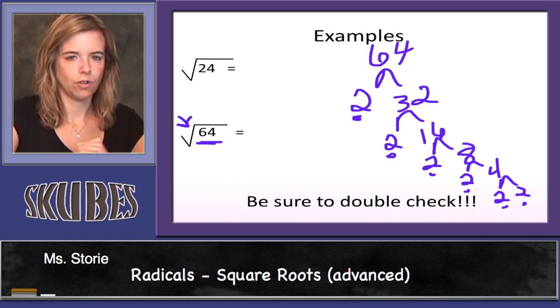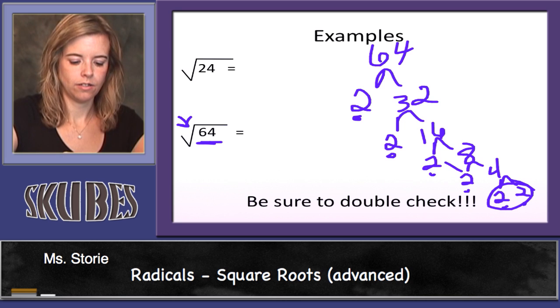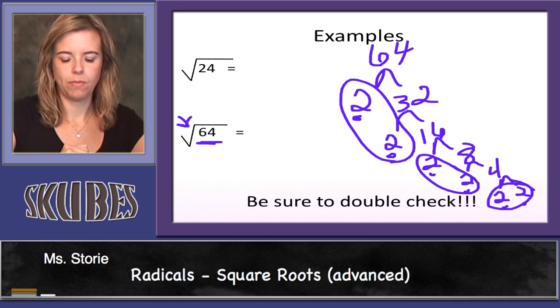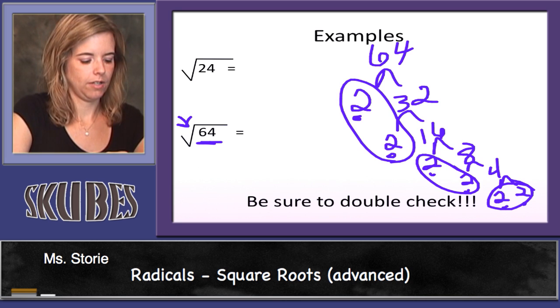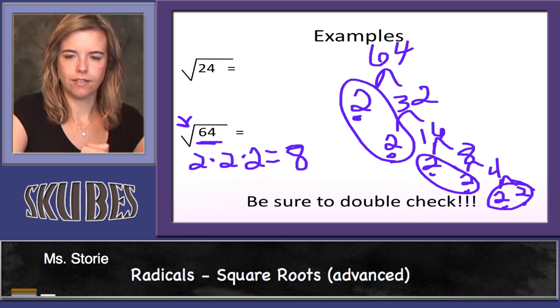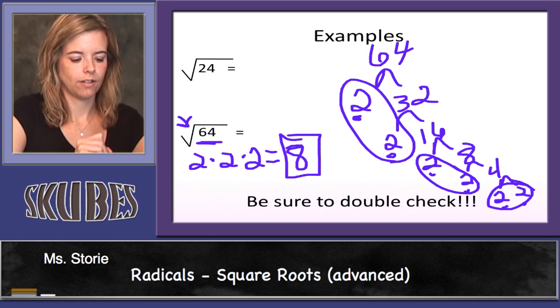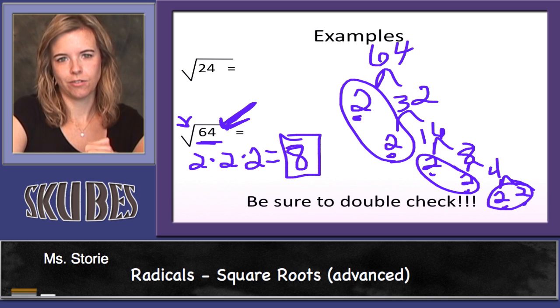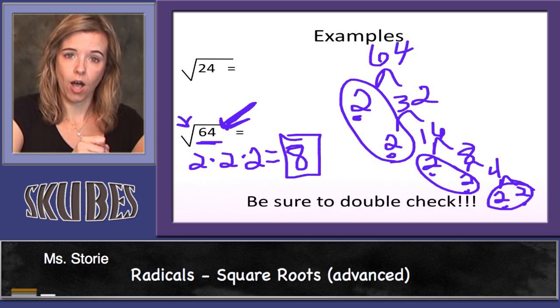Remember, the index is 2, so I'm looking for pairs. So I have 1, 2, 3 pairs of 2's. So that means I'm going to have 1 pair, 2 pair, 3 pair, and that equals 8. Nobody's left over, nobody's single, so this is your final answer. Now, if you're really smart and you spotted that right away, you know that 64 is a perfect square. So the square root of 64 is 8, and that's why. We just proved it.